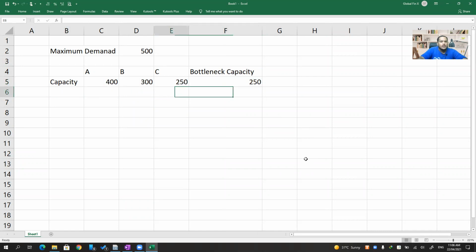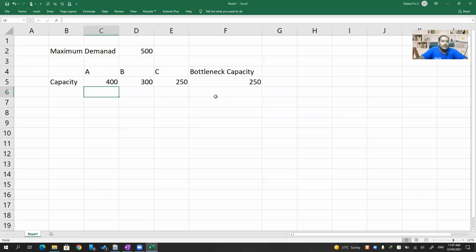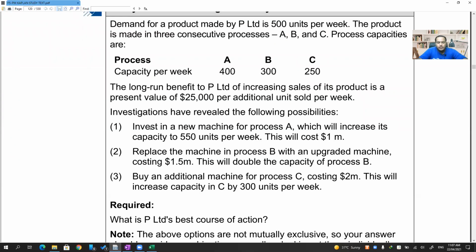Okay, then the long run benefit to P Limited of increasing sales of its product is a present value of $25,000 per every additional unit sold per week. Okay, incremental benefit. Incremental benefit per unit is how much? $25,000.